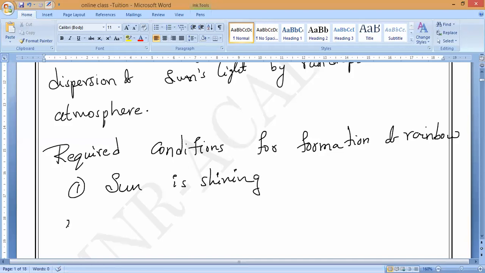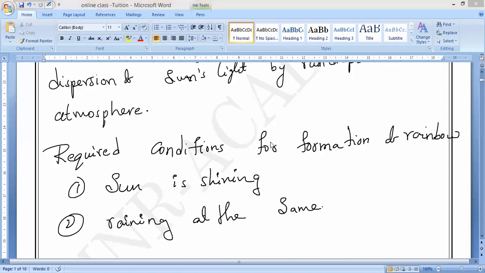And what is the second one, Ra? Sun is shining and raining at the same time. Now next, I want to tell you the most important one. This is 1,000 times more important than the point I'm going to say next.